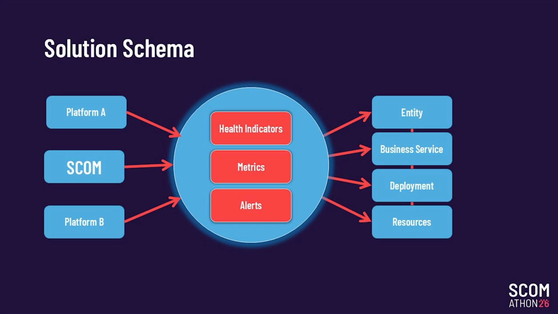So we have resources, which are the monitor objects from the SCOM side. They're automatically brought into the system. So we get things like servers, network interfaces, disks, also databases and the other objects there. We can put them together into a deployment, which gives us an understanding of how they work together. And we can put multiple deployments together into a business service, trying to give a business perspective to what we're looking at.